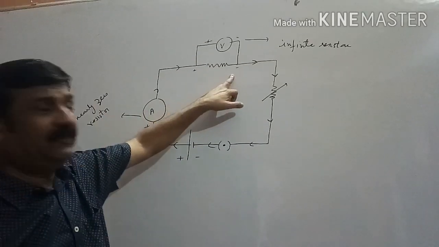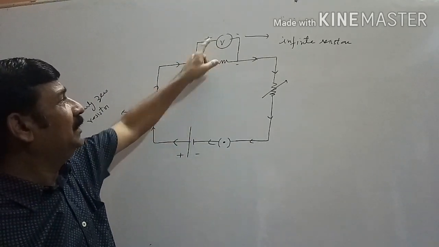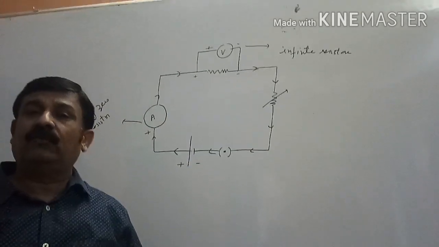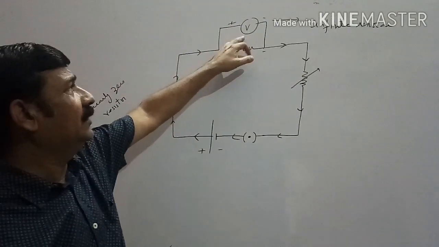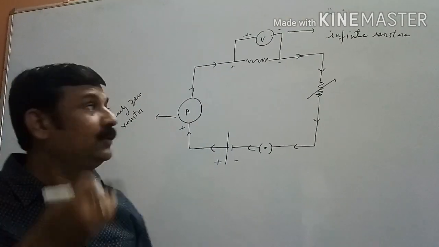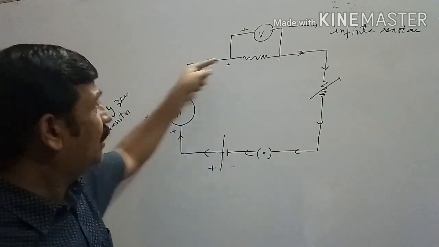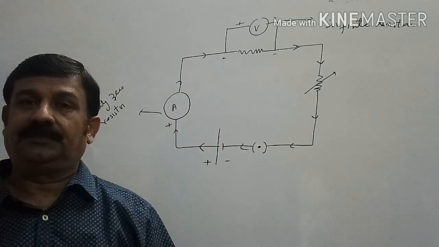So here less potential difference will develop. So the voltmeter will measure less potential difference, meaning the reading of the voltmeter will be less than the true potential difference. That is why we always take a voltmeter of infinite resistance, so that no current moves through the voltmeter, and all current should move across the resistor.